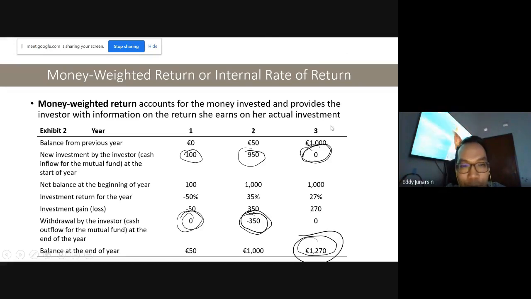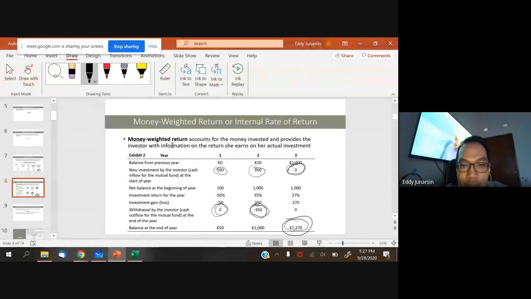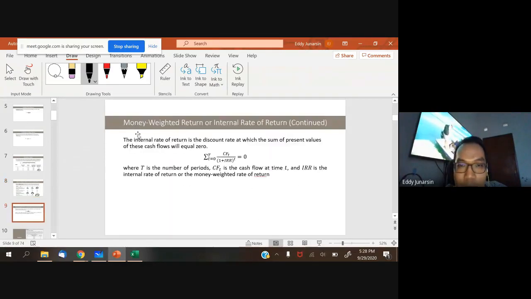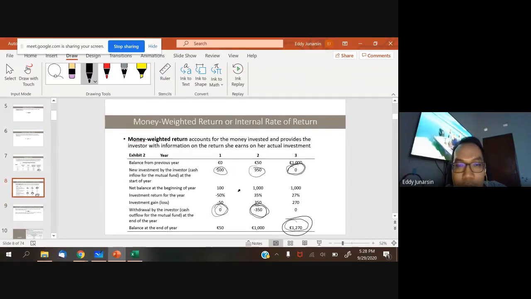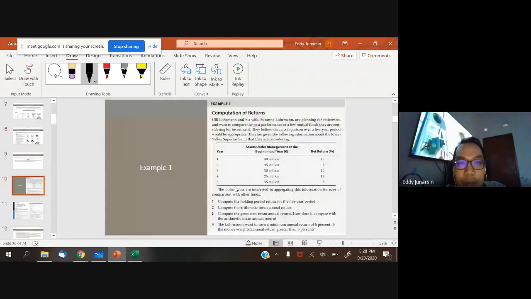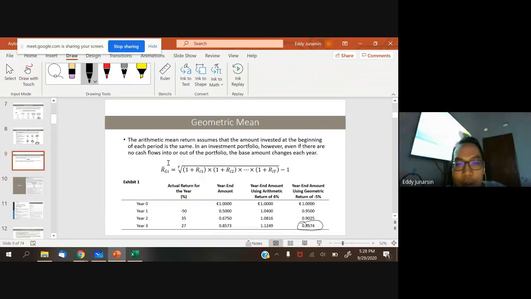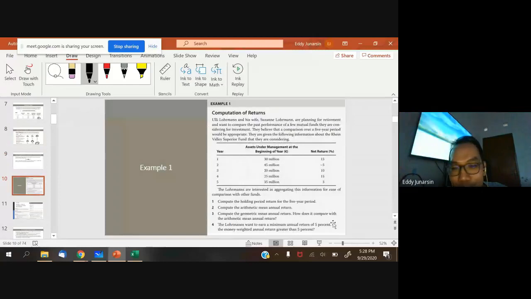So time 0. So we need to calculate that one first. Oh, maybe we use another example, right? Boring, eh? So let's continue first. We have so many examples.